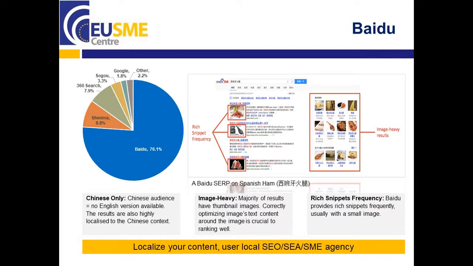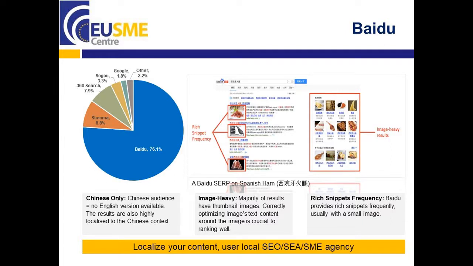Interestingly, Baidu, when you do the search, is very image heavy. So you also need to think about your images and how you take those pictures and what they look like and how they are set in a Chinese context. So you keep that up to date when it comes to visually presenting your product or your brand when people are searching for something which happens to be what you are doing.